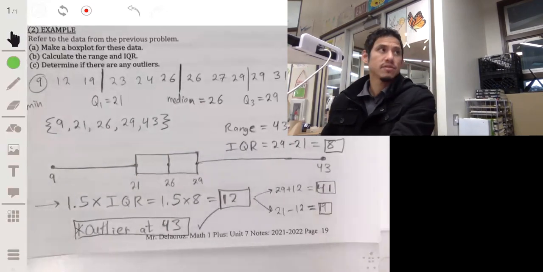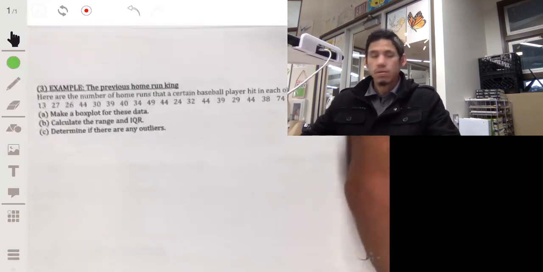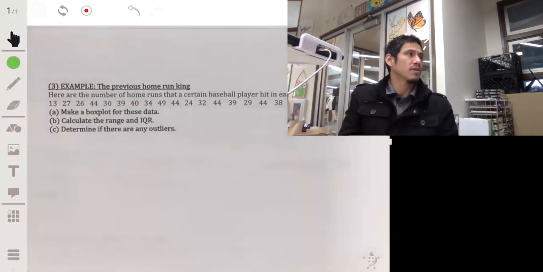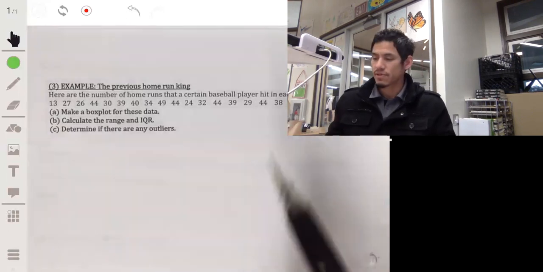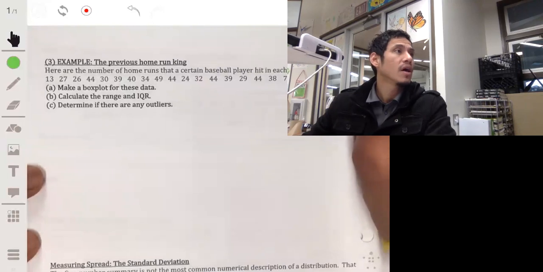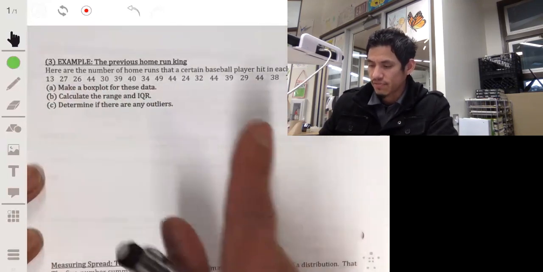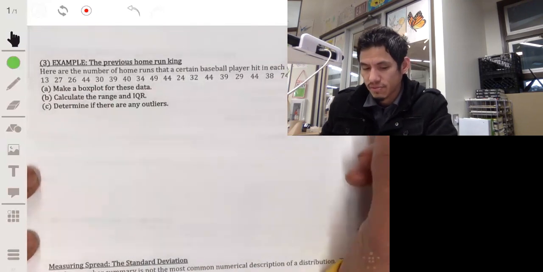Okay, so let's go ahead and do one more. We're going to make a box plot for these 23 values representing the number of home runs that this baseball player hit over these 23 seasons. So make a box plot. We've got to first put these in order from lowest to highest.